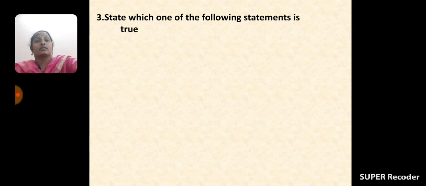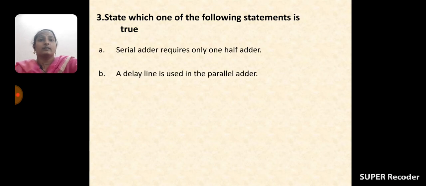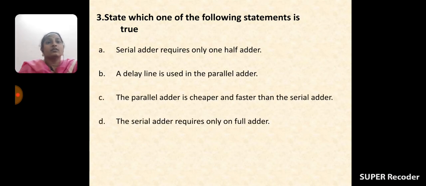Next, state which one of the following statements is true. Serial adder requires only one half adder. A delay line is used in the parallel adder. The parallel adder is cheaper and faster than the serial adder. The serial adder requires only one full adder. Which statement is true? Serial adder requires only one half adder, is it true? No. The serial adder requires a full adder, not a half adder.